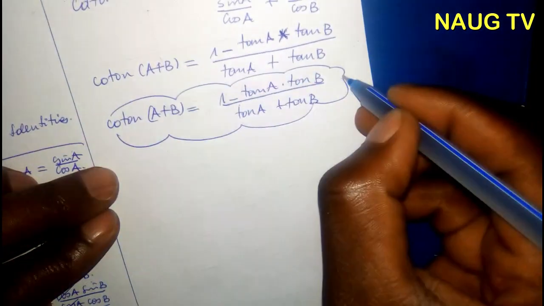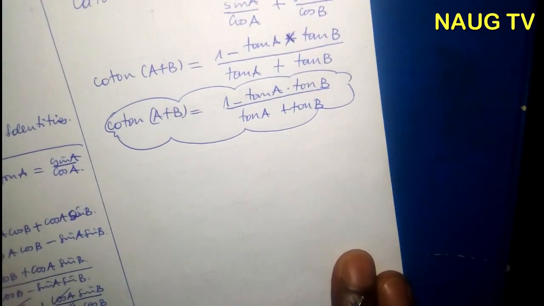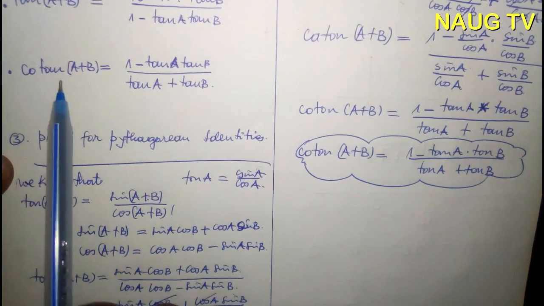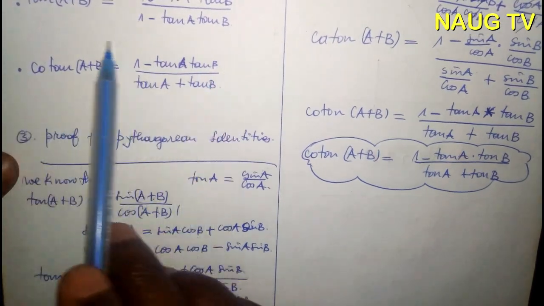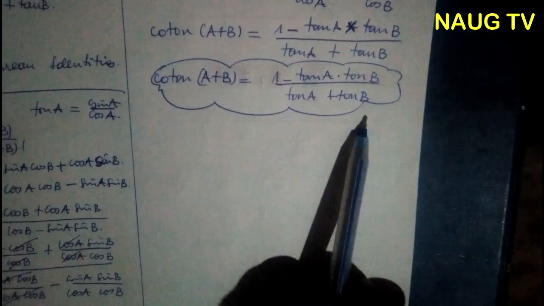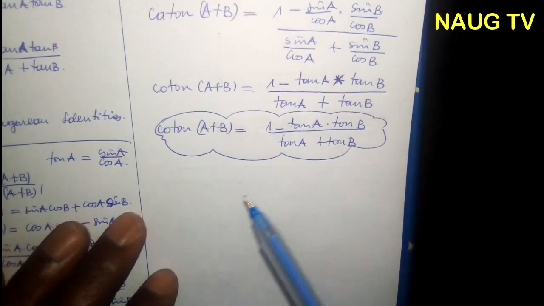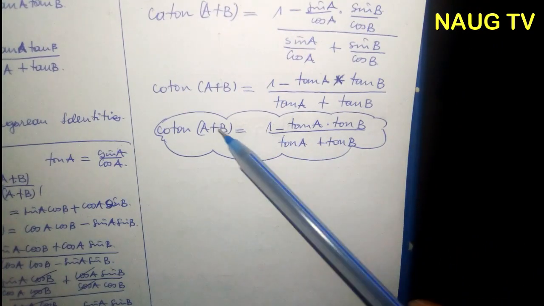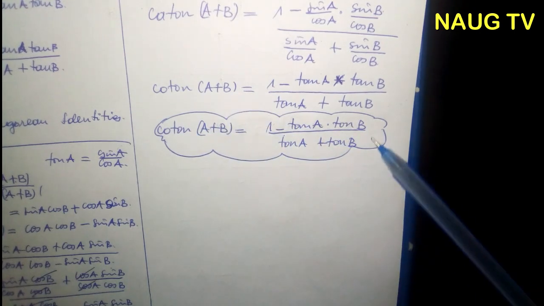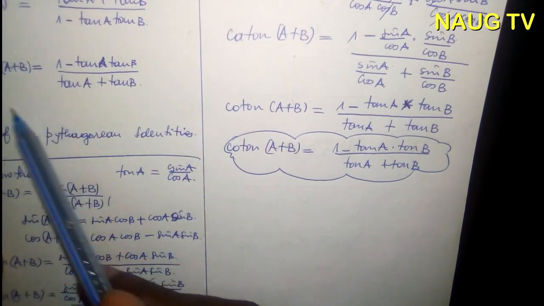So I think our identity has also been proved. If you look at this point here and this one here, I think it is looking the same. Okay, yeah, at this point, if you check this formula which has been proved in here, it also looks like this one.